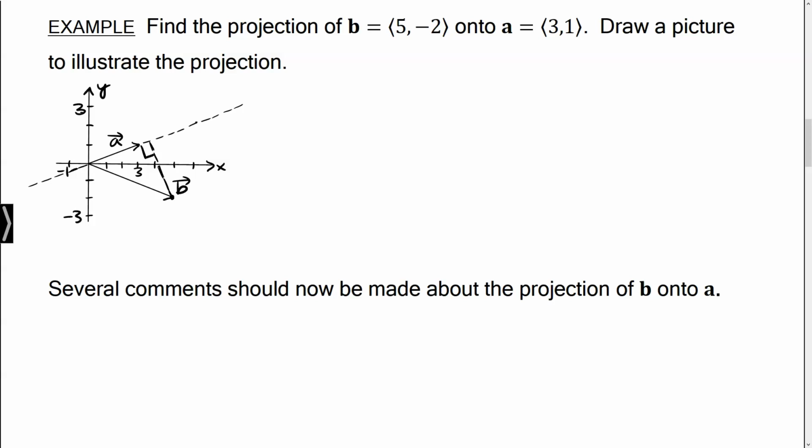So we start here, we drop down a perpendicular. So the projection is about equal to this. So this is the projection vector, the projection of B onto A.